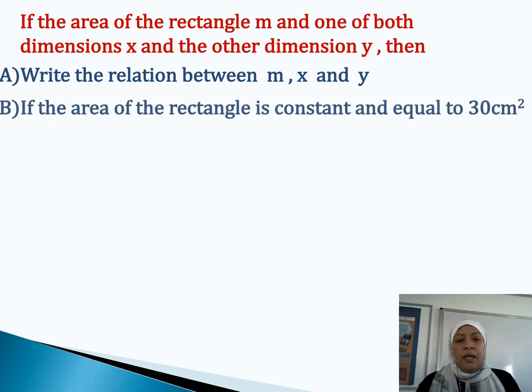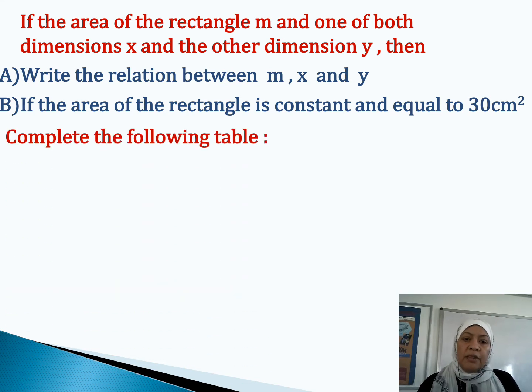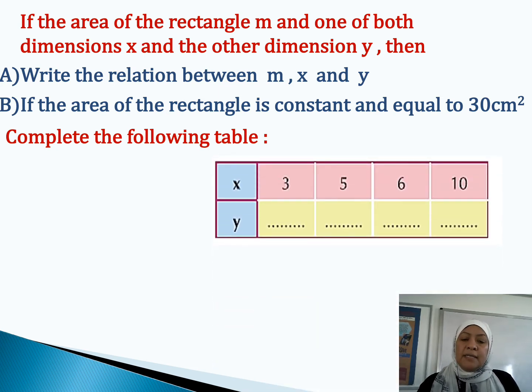If the area of the rectangle is constant and equal to 30, now with the area equal to 30, complete the following tables. X, the first dimension, is 3, and we said before the area means x times y. So 3 multiplied by what equals 30? 3 multiplied by 10. So here y equals 10. And if I have x equals 5, y equals 6. If we have x equals 6, y equals 5. If we have x equals 10, y equals 3.